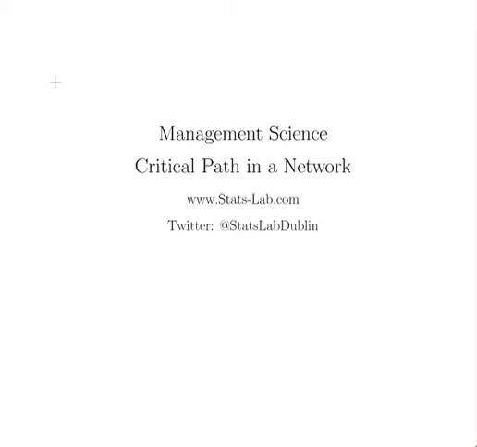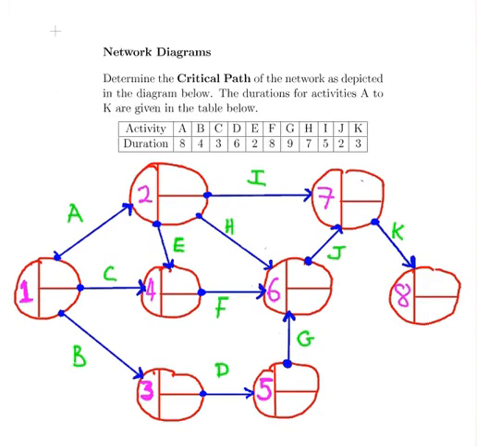In this presentation, we're going to look at the critical path. So in this network, we have 8 nodes and we have 11 activities, A, B, C, D, and so on. Each of those activities has its own duration. A takes 8 time units, B takes 4 time units, and so on.